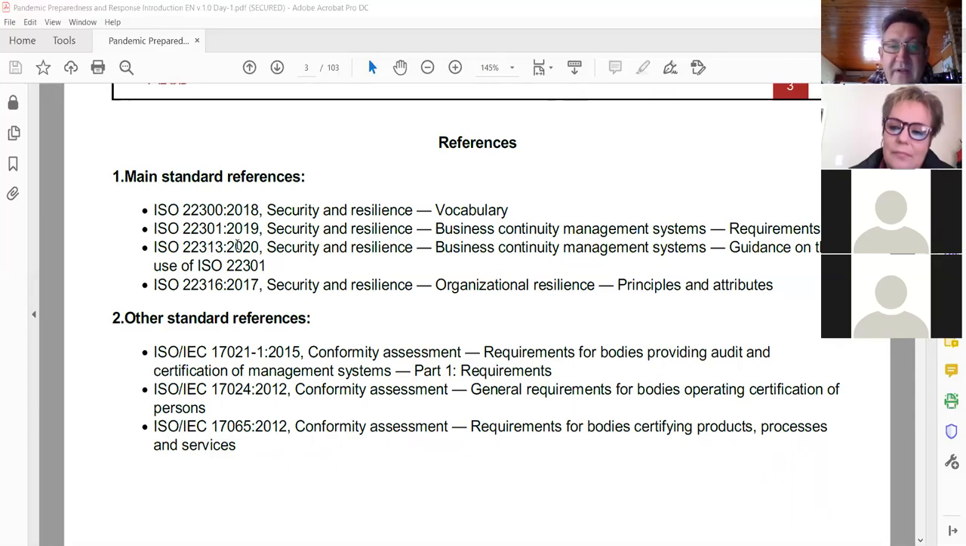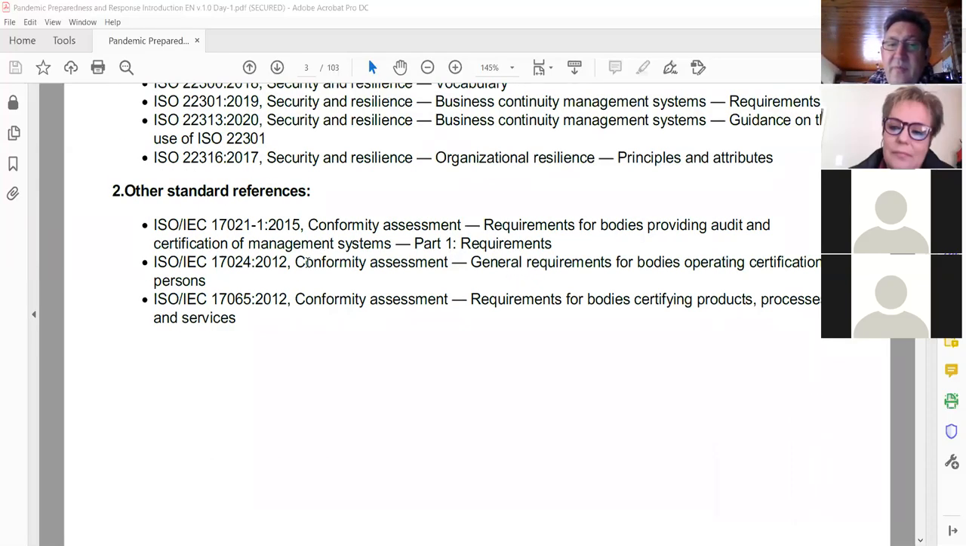And this is a fairly nice one. And then ISO 22316 is organizational resilience principles and attributes. And then we are going to just glance through ISO 17012, 17024, and 17065. These are the conformity assessments that the PCB and the certification bodies have to comply with.